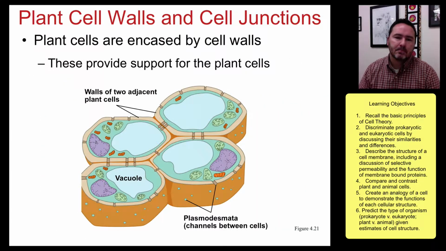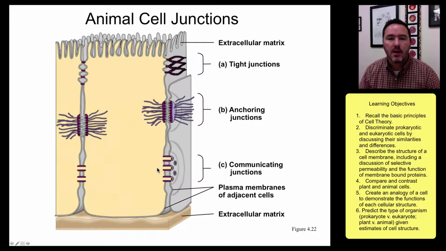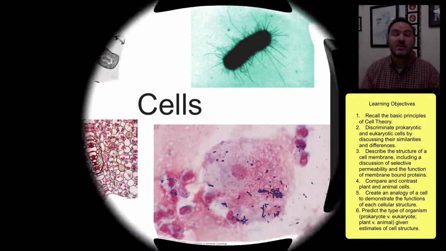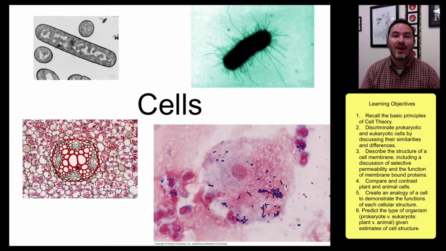So plants can also have these cell walls, and these cell walls provide support, but they also can have these connections where you can have channels between cells, and these are called plasmodesmata. Animal cells have similar things too, and we call these cell junctions. Sometimes they can have tight junctions or anchoring junctions, communicating junctions as well, and then this is all overlaid on the extracellular matrix. And so that's just a quick review of cells.